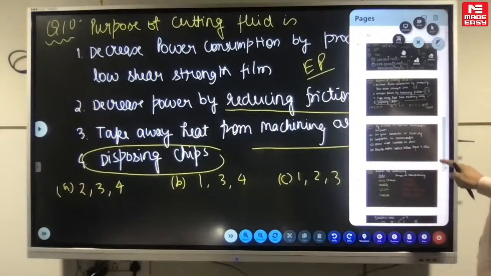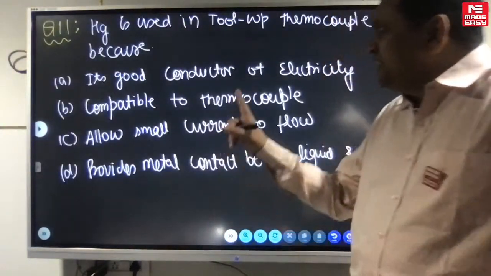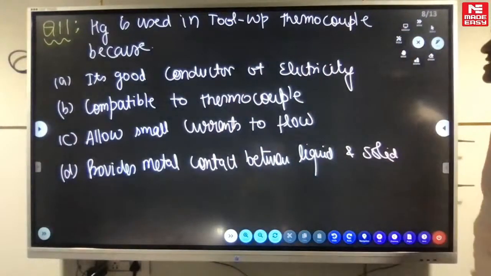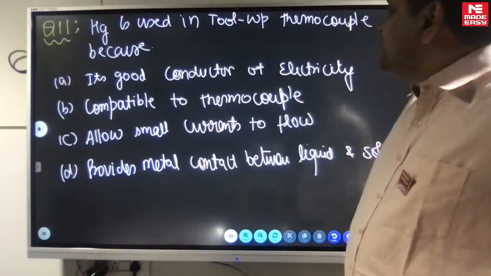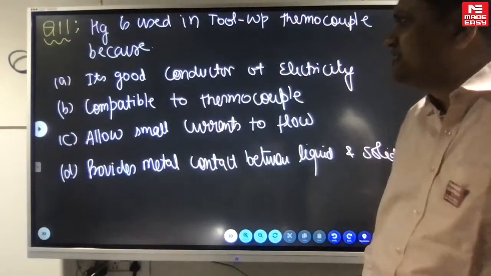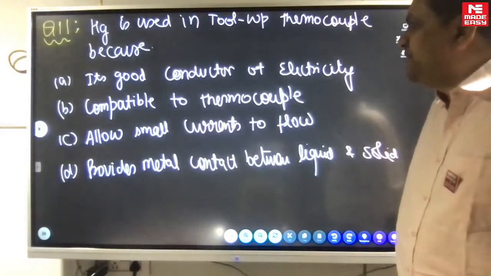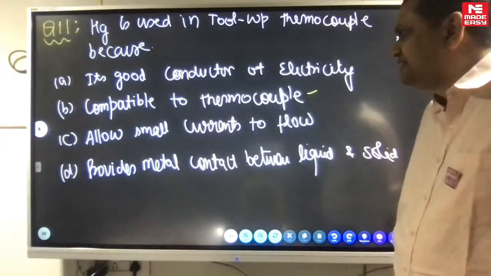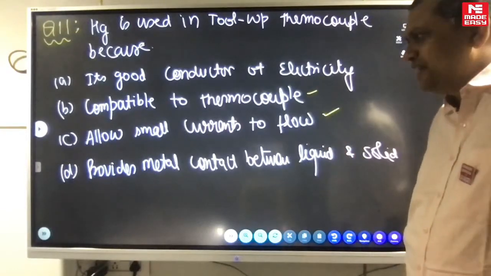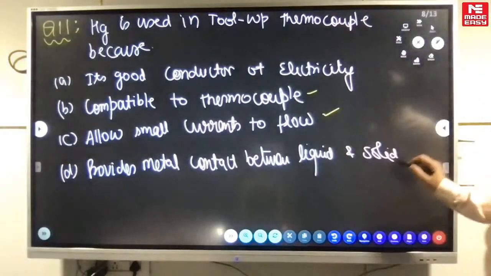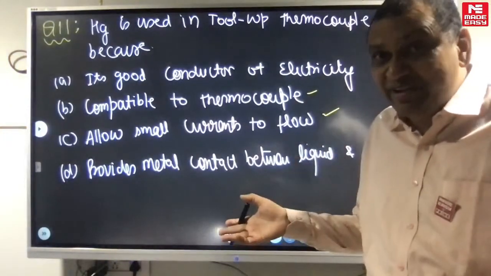Mercury is used in the tool workpiece thermocouple because: it's a good conductor of electricity, it's compatible to thermocouple, it allows small currents to flow, or fourth, it provides metal contact between the liquid and the solid. Tool workpiece thermocouple we know very well.